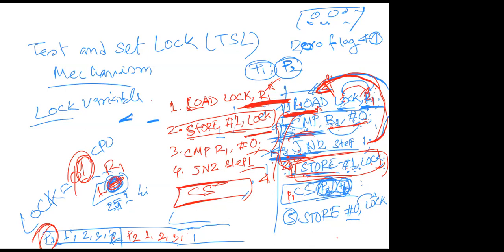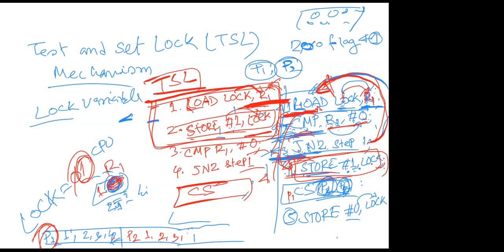But what TSL does is make these two things a single command, a special command called TSL. It loads the lock value to the register and stores the lock value as 1. It makes it a single command. Also you know that your CPU will execute a process instruction by instruction. So TSL is a single instruction. What it does is equivalent to these two lines. This is the trick of TSL.